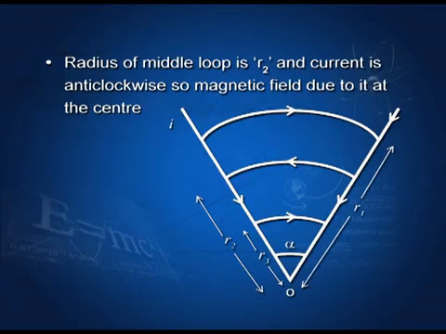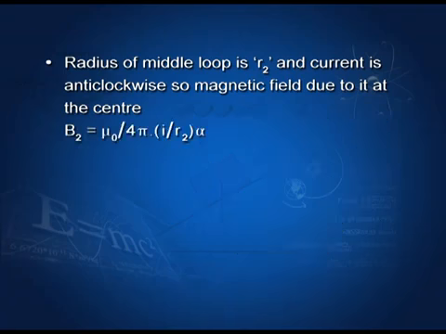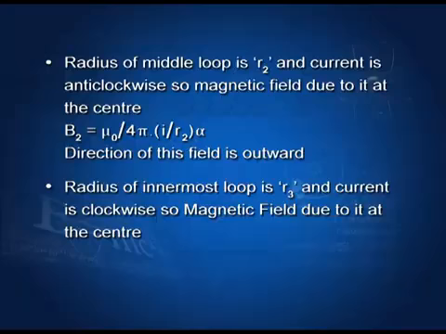The radius of the middle loop is R2 and the conductor is carrying current in the anticlockwise direction. So the magnetic field due to it at the center B2 is equal to mu naught upon 4 pi, I upon R2 into alpha. Once again, using Maxwell's right hand thumb rule, we can find that the direction of the magnetic field is outward. Now we have the third arc of the conductor. The radius of the innermost loop is R3 and the current is clockwise.